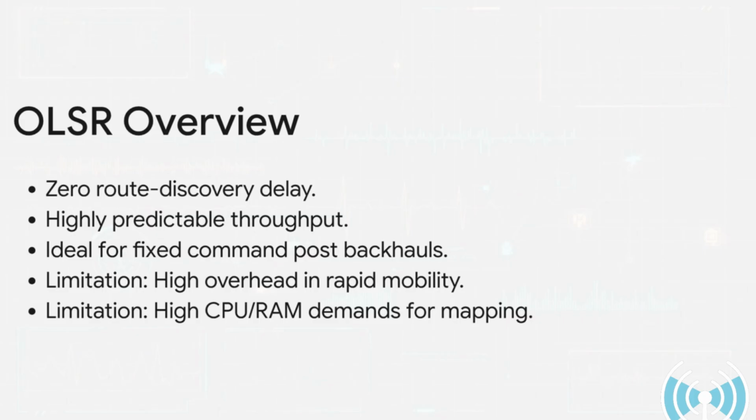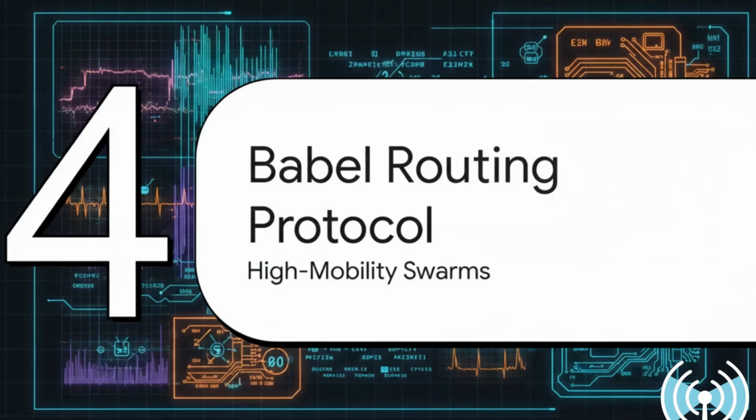Seriously, it's a critical mistake. If your nodes move too fast, that MPR selection constantly breaks down. You'll end up flooding your RF channel with topology traffic, and your CPU and RAM usage will spike straight to 100%. Which brings us to Part 4, Babel, designed for high-mobility swarms.